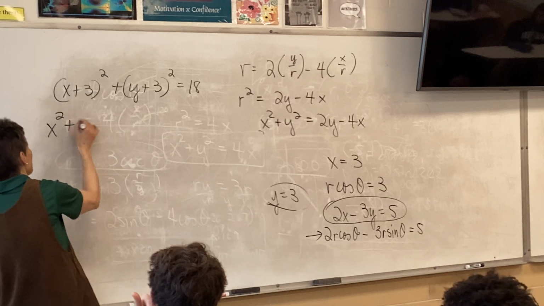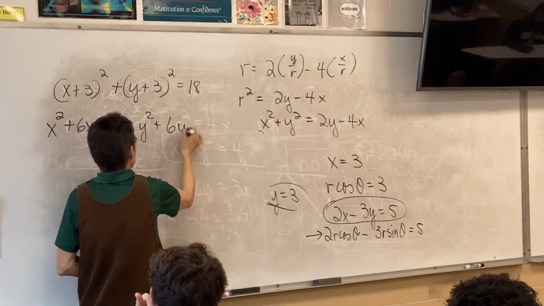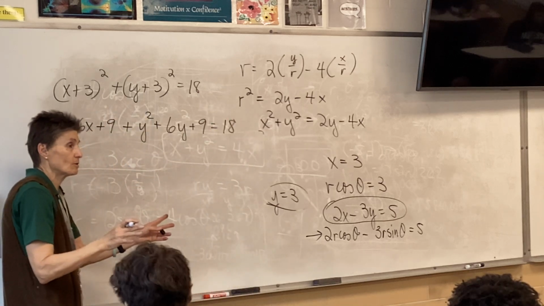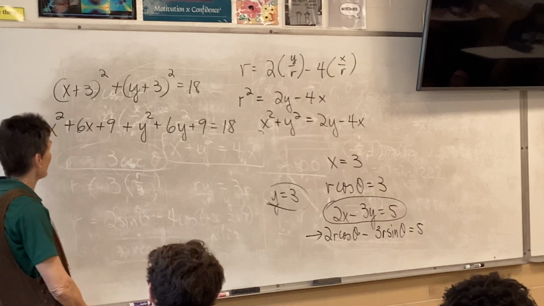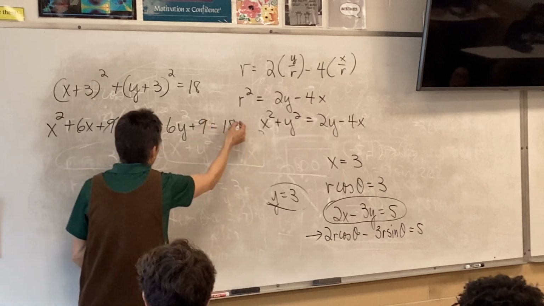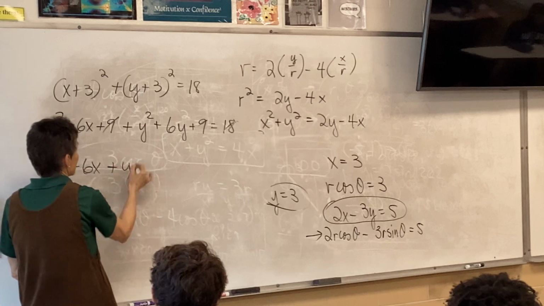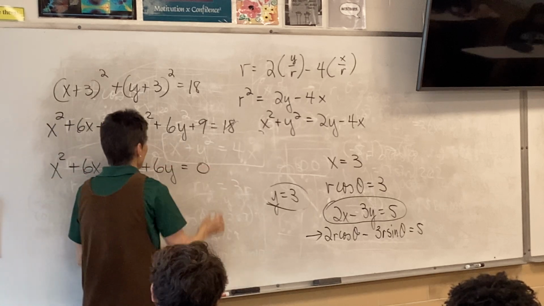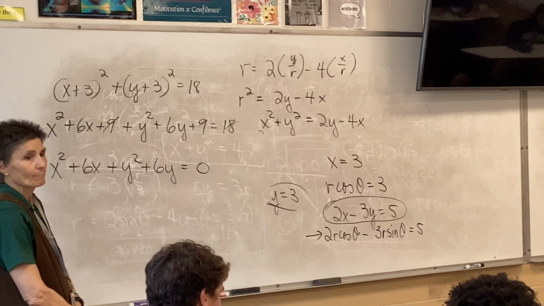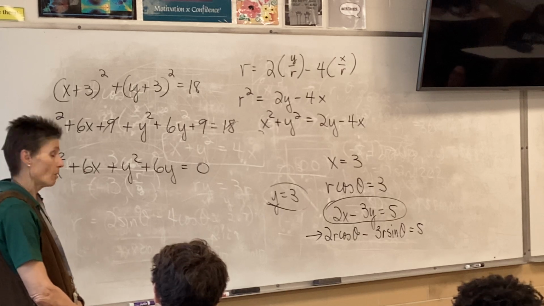So x squared plus 6x plus 9 and y squared plus 6y plus 9 equals 18. Okay, that's perfectly okay. There is absolutely nothing wrong with that. Okay, what do you notice about that? The 9s, all that's gonna go away. So x squared plus 6x plus y squared plus 6y equals 0. Okay, they're already on one side.